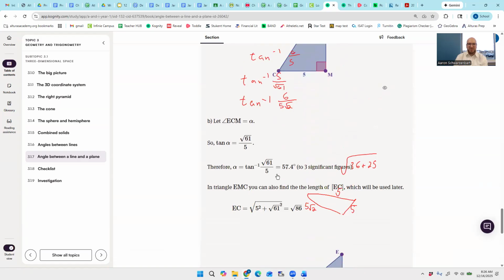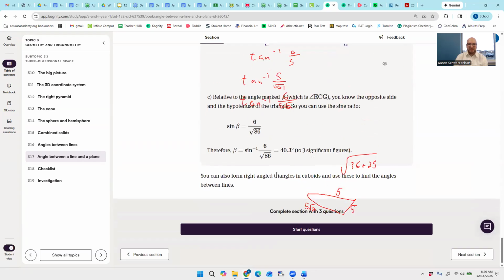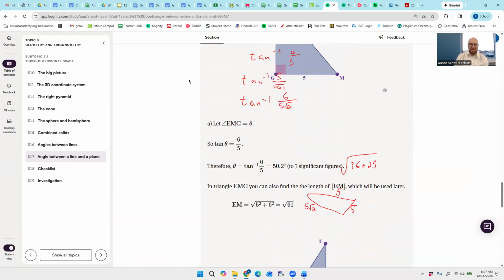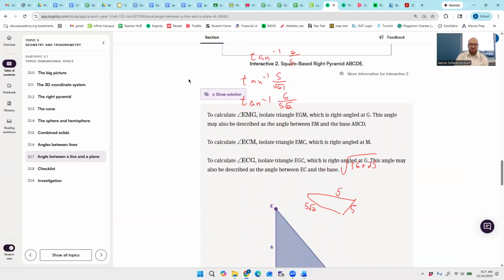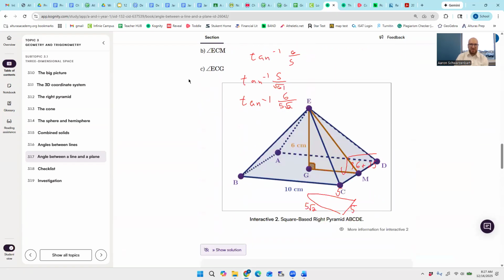And so, do they give all 3 answers? 40.3 is the last one. I guess I'm just going to calculate it. I'll stick them all into a calculator because I want to see how these angles compare. Just tangents.